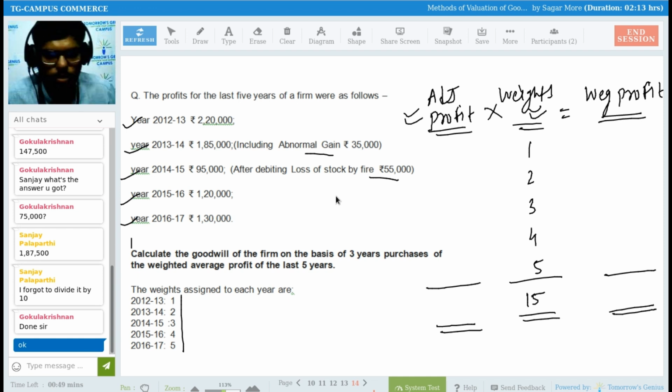Yes, Gokul. Abnormal gain you have to subtract. Abnormal gain means non-recurring income, no? Yes, non-recurring income is included, so we have to subtract. Absolutely correct. 35,000 you have to subtract. Correct.